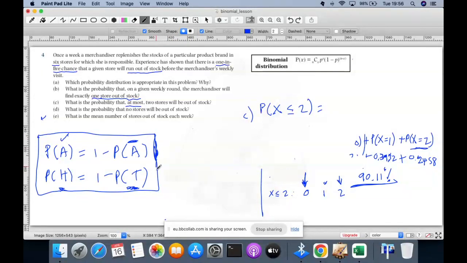So that's the binomial distribution. I hope that makes sense to you. I'm going to close this and now I'm going to move on to the Poisson distribution. Just give me a second.